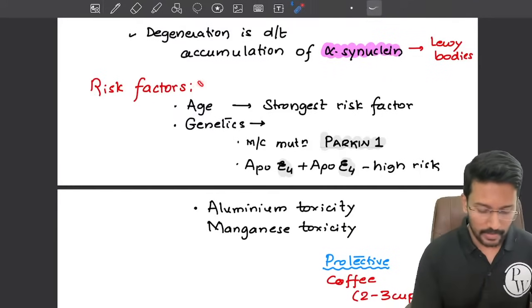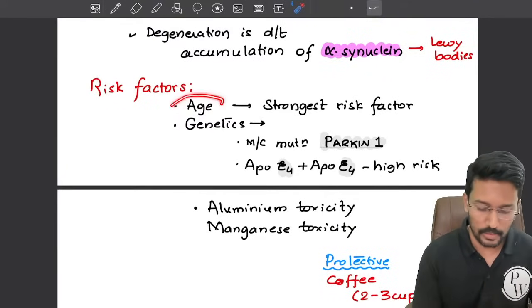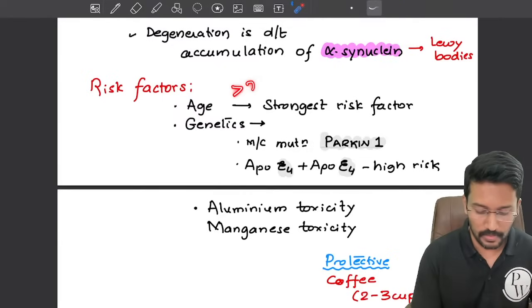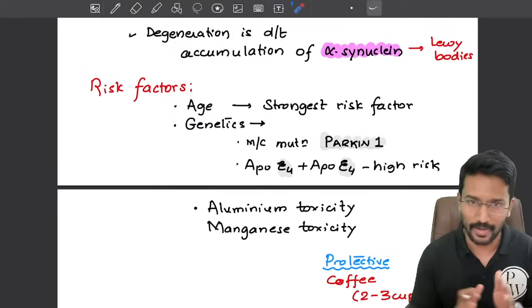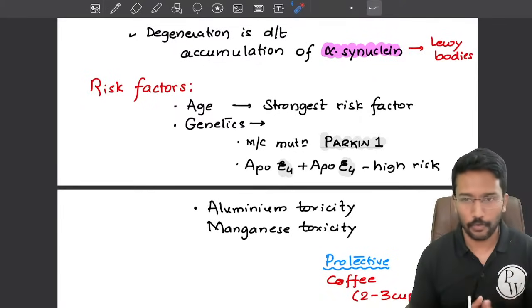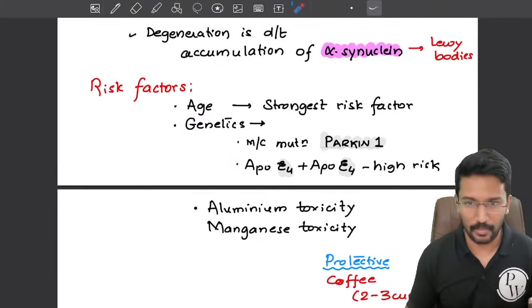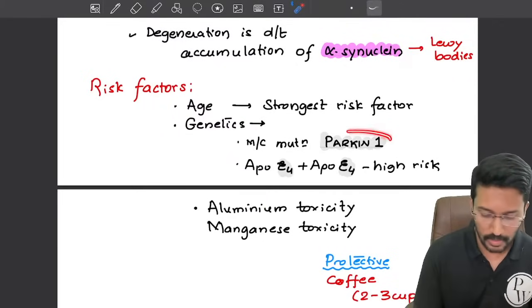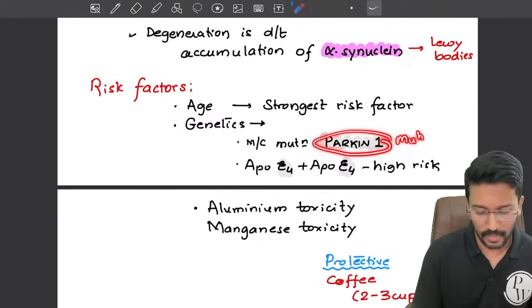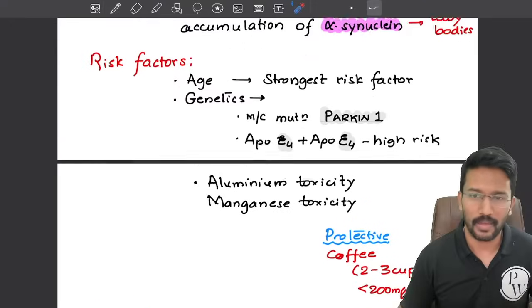Now what are the risk factors for Parkinson disease? The most important risk factor for Parkinson disease is going to be age, because most of the patients, when they are diagnosed, are more than 70 years of age. They are not under 70 years when they are diagnosed on an average. Apart from age, genetics also plays an important role in causing Parkinson disease, and you have to remember only one important mutation here, which is the Parkin1 mutation. There are n number of Parkin mutations, 1, 2, 3, 4. You have to remember only Parkin1.